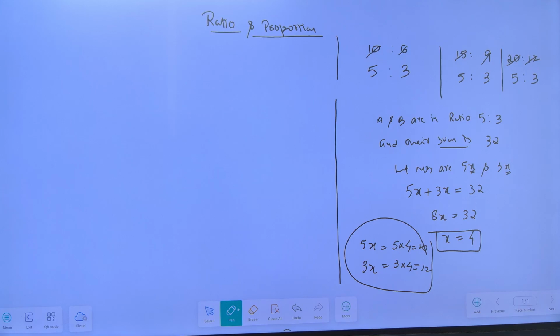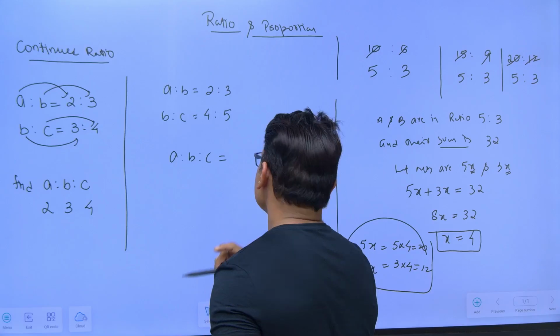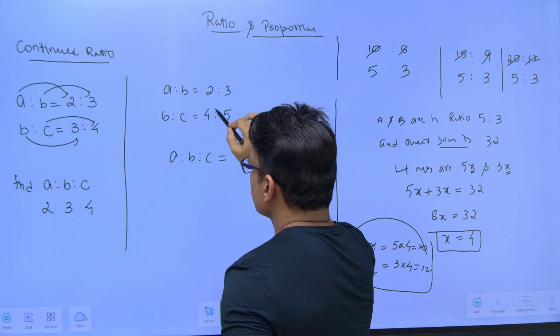Second case, let's say A is to B is 2 is to 3, and B is to C is 4 is to 5. Then we have to find A is to B is to C. Now see here, what is common? B is common, but the value of B is not common. This is 3 and 4, right? So you should multiply the value of B from the second ratio with the first ratio, and the value of B from the first ratio with the second ratio. So this will give you 8 is to 12 and 12 is to 15.